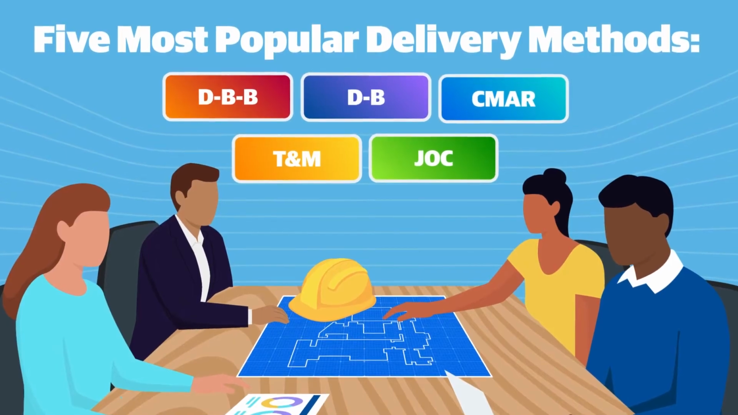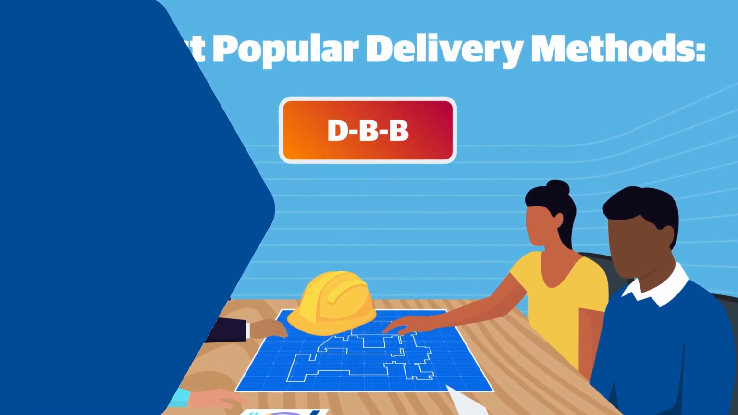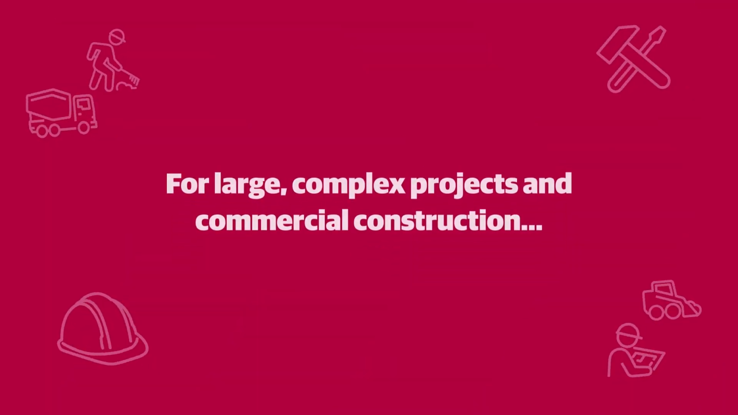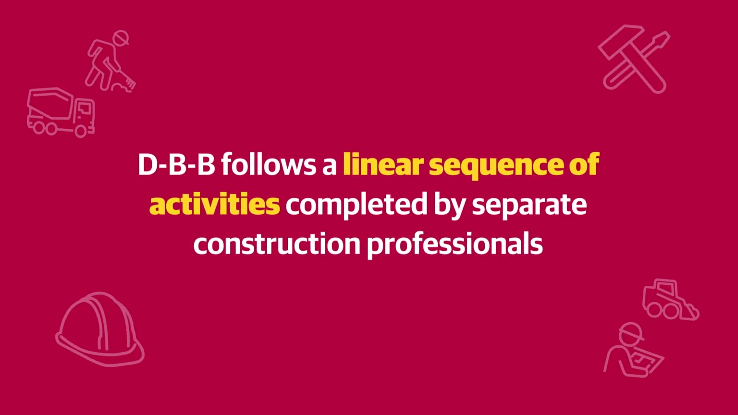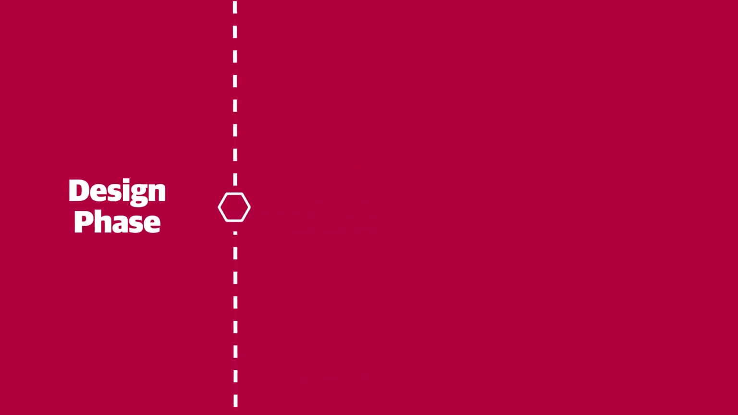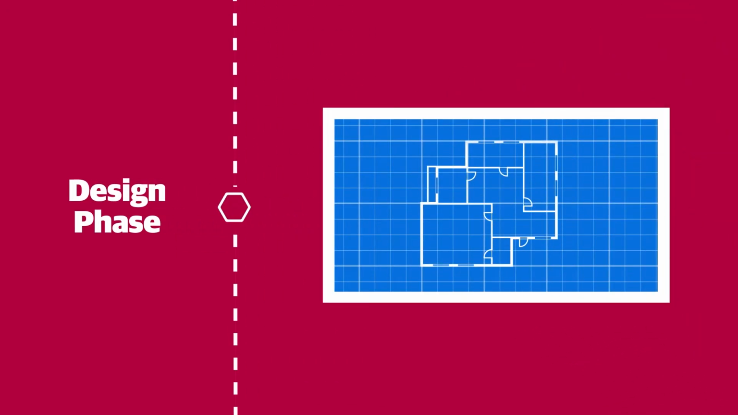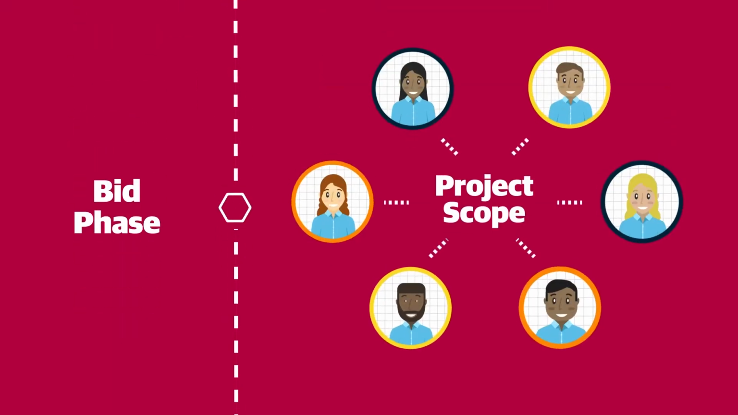The first and most common choice is design, bid, build. Intended for large, complex projects and commercial construction, design, bid, build follows a linear sequence of activities, each completed by separate construction professionals. First comes the design phase, when an architect or engineer conceptualizes the build, creates drawings, and specifies materials. Next in the process is the bid phase, when the owner solicits project bids from general contractors.